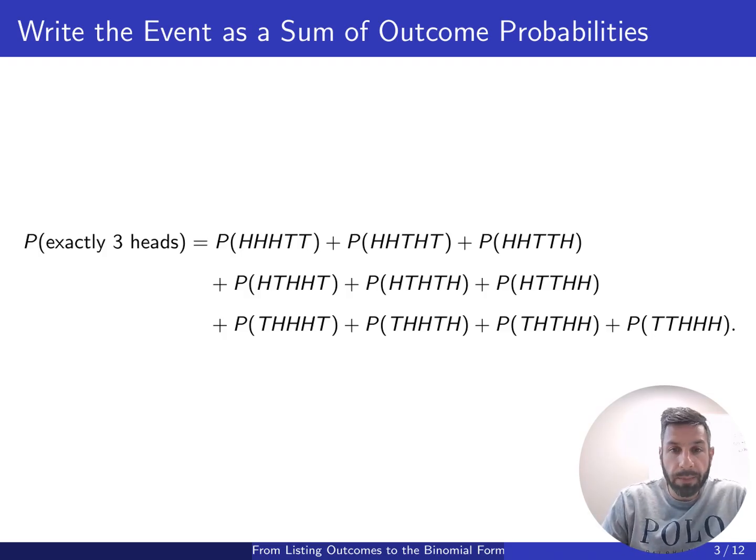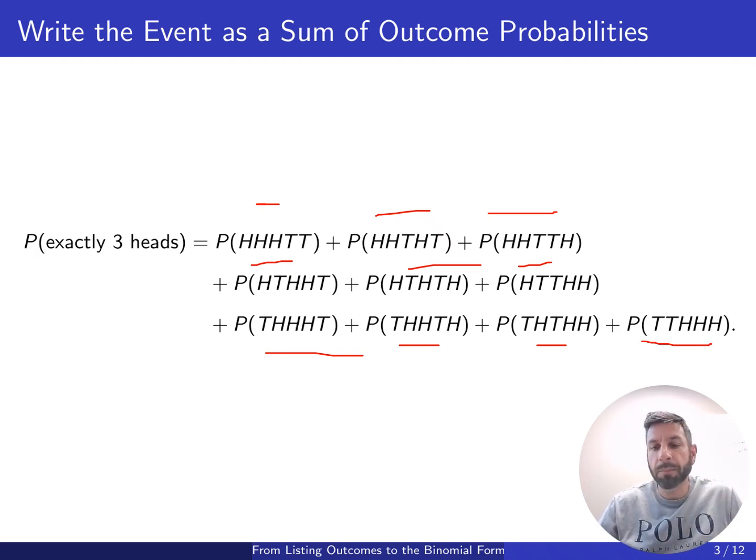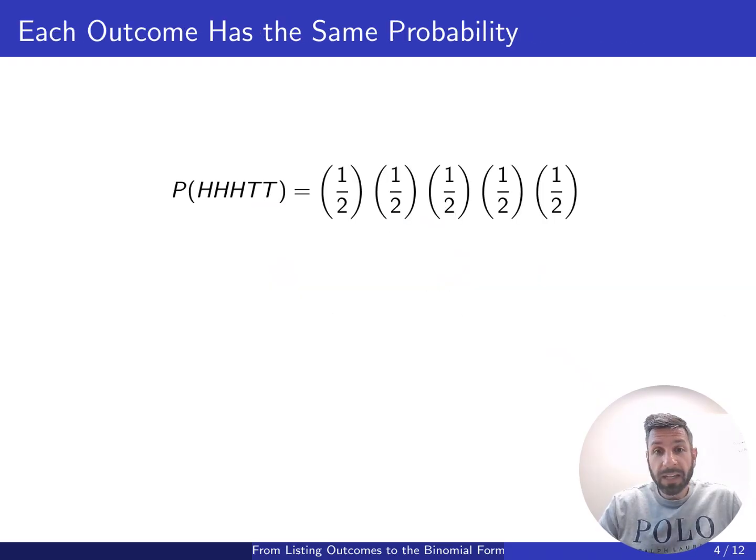Now, some of you might look at this and say, oh my God, this is so confusing. But what you need to remember is each one of these is just a number. This is a number. This is a number. This is a number. So I'm just adding 10 numbers together. And what's even more interesting is that each one of these numbers is exactly the same number.